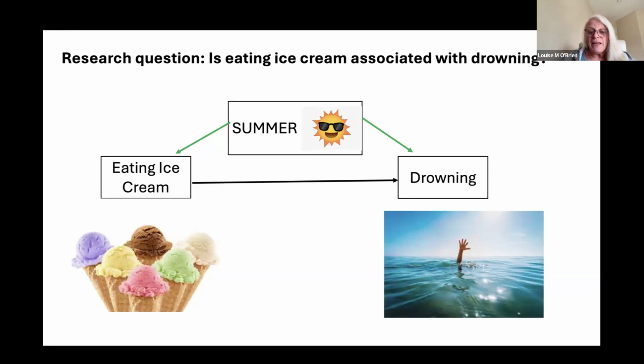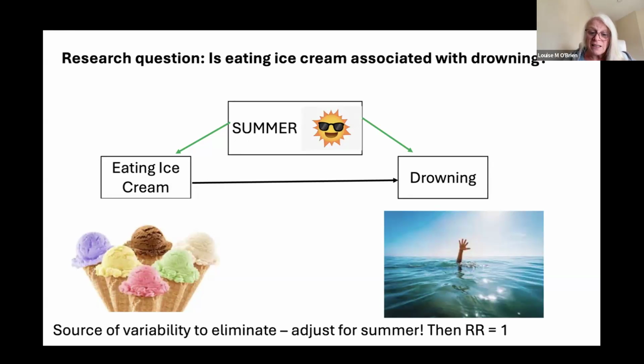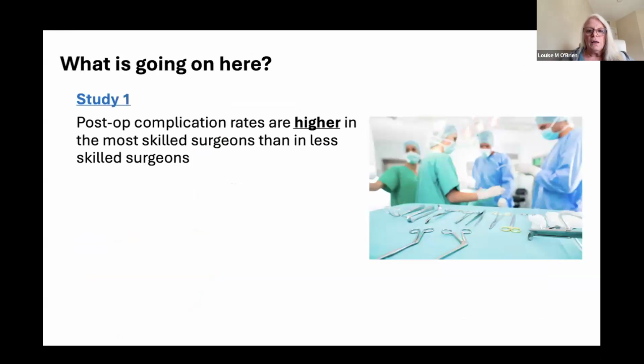So summer is related to both the exposure and the outcome. That means we have to account for summer if we want to look at the effect of eating ice cream on drowning. And so when we do that, and we run that model again, we find the relative risk is 1. Remember, we've talked about risks before. So relative risk is 1, it's equality, right? There's no difference. Okay, so you have to think about those confounding variables because they can really change your outcome, your results.